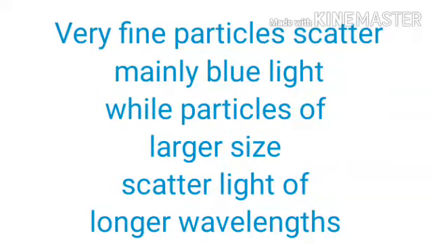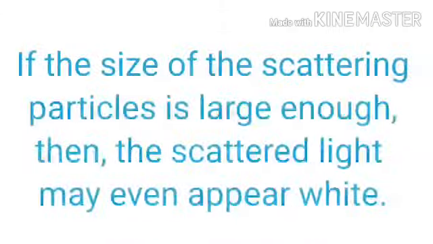You have to note a special thing here, children, that the color of the scattered light depends on the size of the scatterer. Very fine particles scatter mainly blue light, while particles of larger size scatter light of longer wavelength. If the size of the scattering particle is large enough, then the scattered light may even appear white in color.